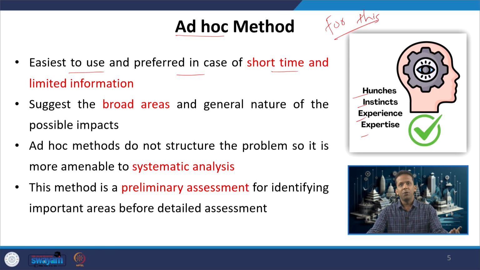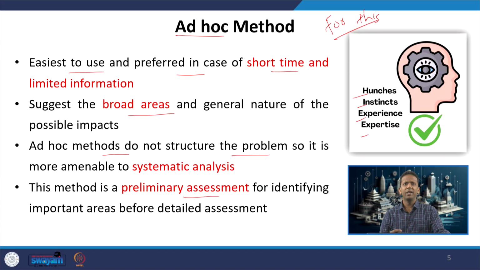Using ad hoc method, the broad areas and the general nature of the likely impacts of the project or the project activities can be listed down. Ad hoc methods do not structure the problem for a systematic analysis. It just gives us a preliminary assessment which helps to identify the most important areas, and those areas can then be assessed in detail for subsequent comprehensive EIA.